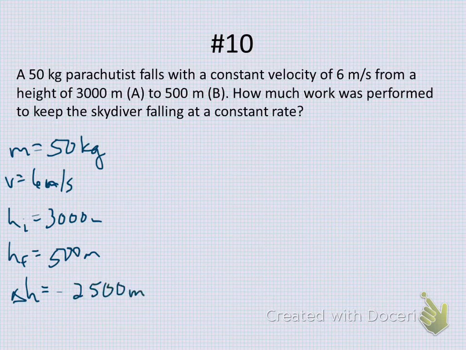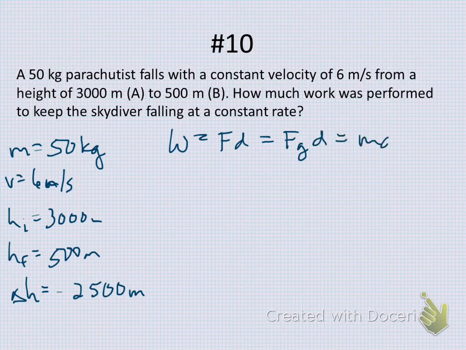And it's asking about work, and work is equal to Fd. And F in this case is equal to Fg, times d, which means that this is mg, and then we can say height instead of displacement. So basically what we need to do here is just put in, and essentially what we're looking at here is a change in height. So we want to put in this change in height that we have right here for our height.